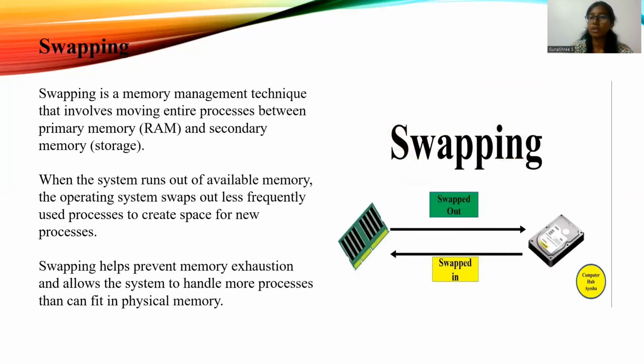The next important topic is swapping. It is again one of the memory management techniques, which involves moving an entire process between the primary memory and the secondary memory. This occurs when the system runs out of available memory. Then the operating system swaps out less frequently used processes to create space for the new processes entering the system. Swapping helps to prevent memory exhaustion and allows the system to handle more processes than can fit in physical memory.